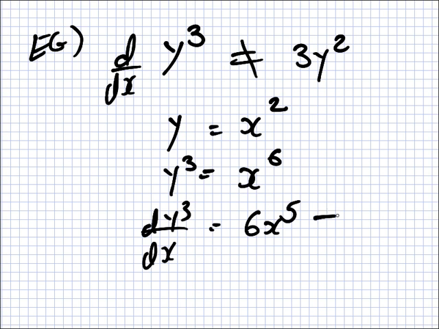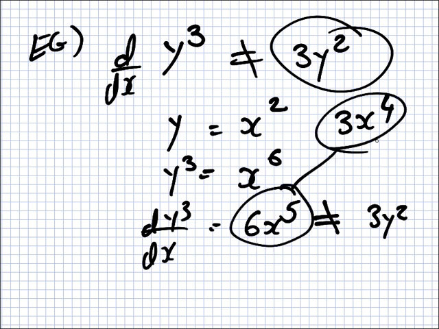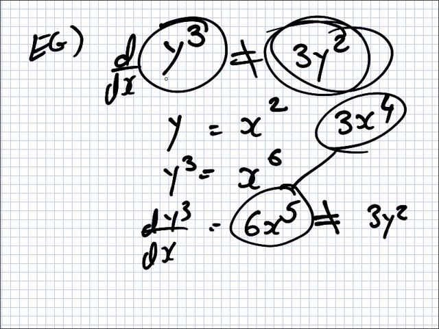And that is not the same thing as 3y squared. Because what would 3y squared be? That would be 3x^4. And you got 6x^5. You don't need to write this down if you don't want to. I'm just trying to give you an example to show you why the derivative of y cubed is not simply 3y squared. It's not quite as straightforward as that. Okay? But it's not too difficult to get it.